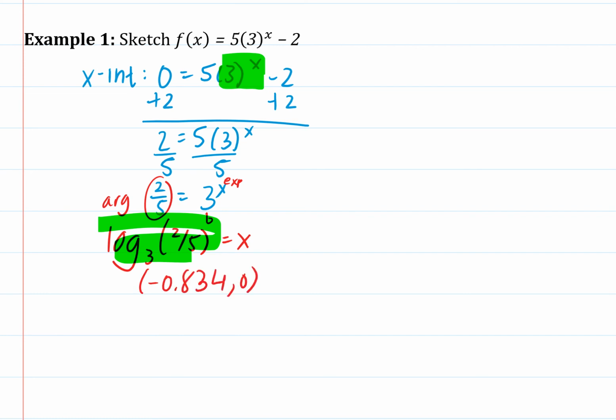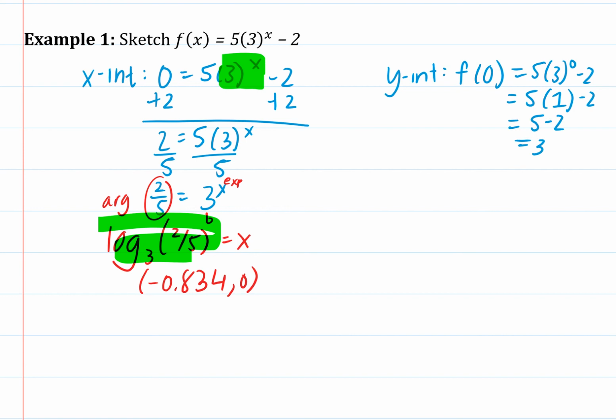So that's our x-intercept. Let's find a y-intercept by setting x equal to 0. And anything to the 0 power is 1. No need to check for extraneous solutions. That's only if we're solving radical and rational equations. So we're done finding intercepts.